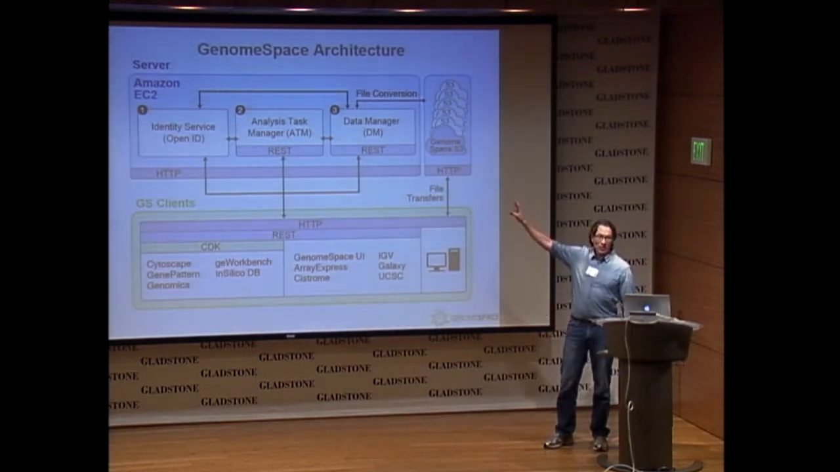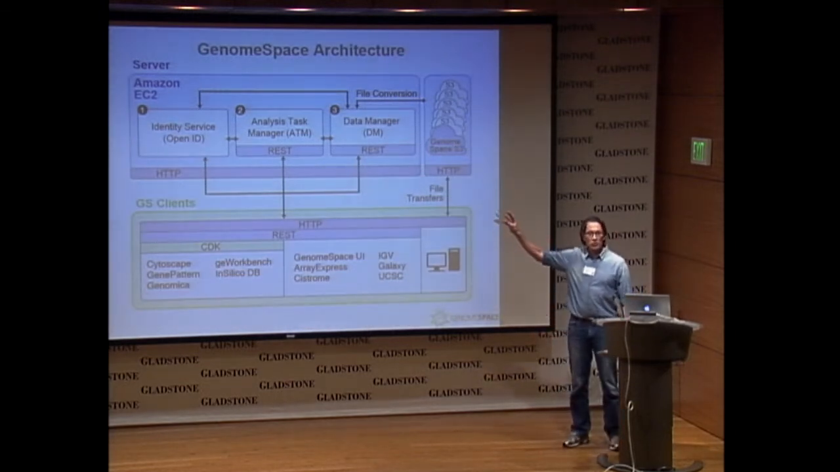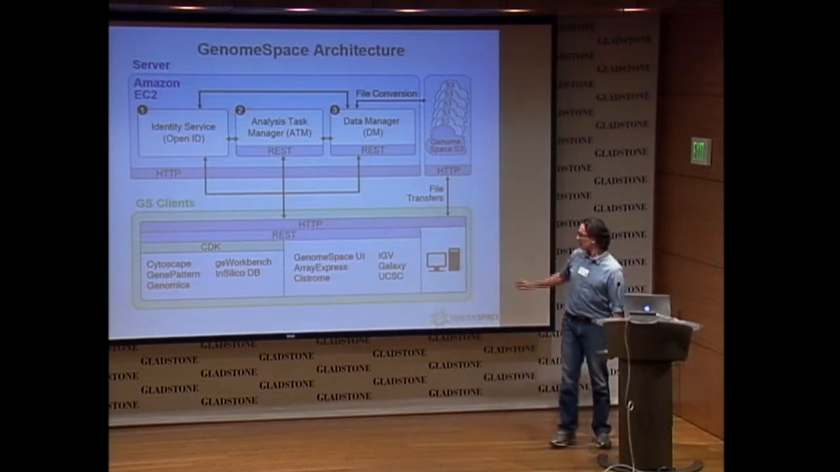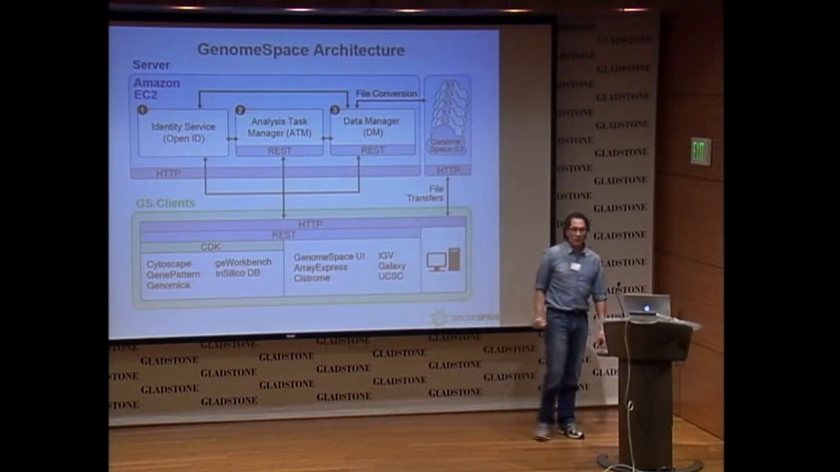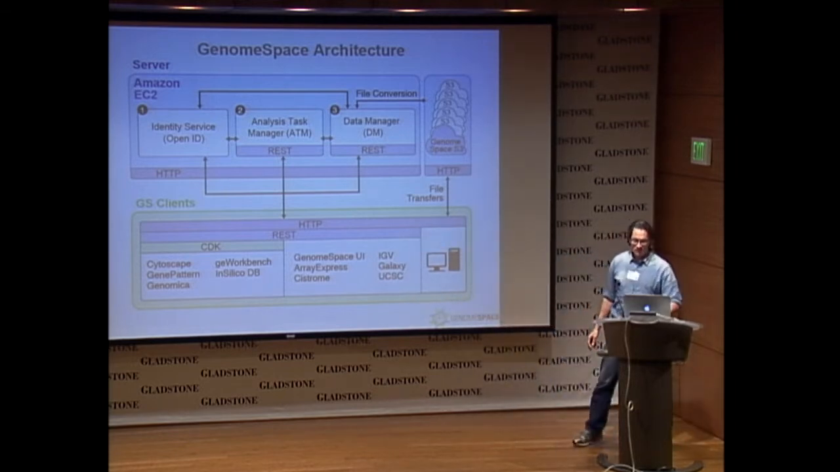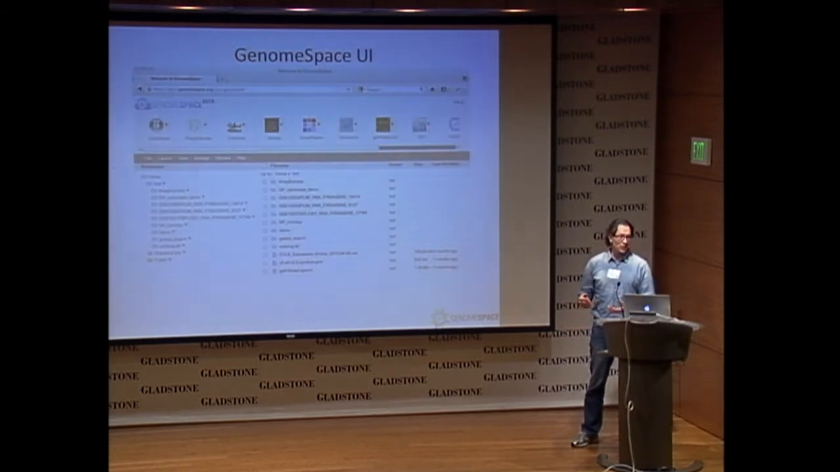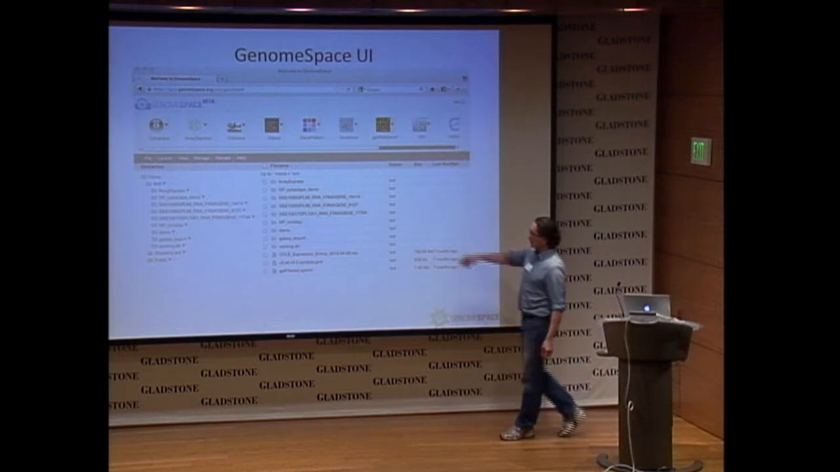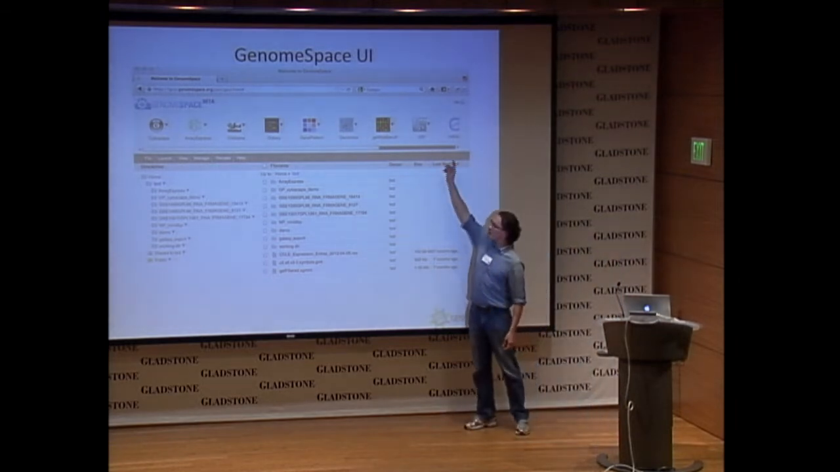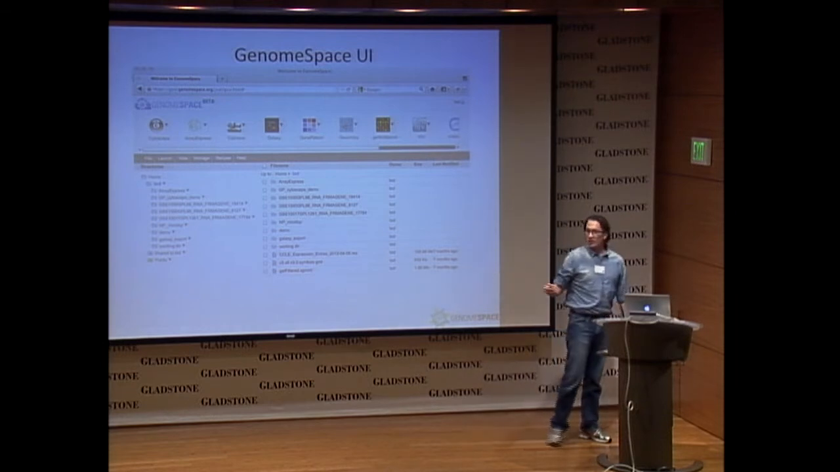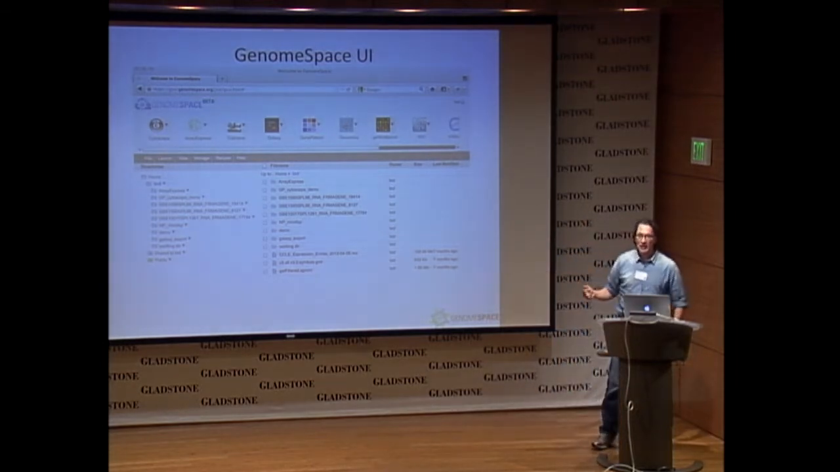We've got a bunch of servers that are running in the Amazon cloud. They actually don't do very much. Most of the heavy lifting is done over here by Amazon's stuff itself and by the tools, which all talk through our servers to each other. These are the tools that we started with. And we've got a user interface that lets you do things like manage the data that you've loaded into the cloud, manage your tools, add your own new tools into the system, tag tools, stuff like that.